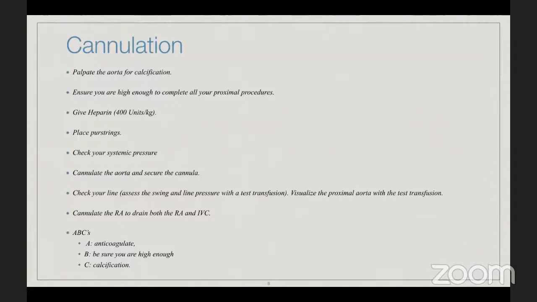So next, you are going to test your line pressure after hooking the cannula to the arterial line. You will open the line and ask your perfusionist to transfuse, and you will visualize the line for swing and the proximal aorta to test the perfusion, checking there is no swelling of the aorta. You will check the pressure, which should correlate with the systemic pressure.